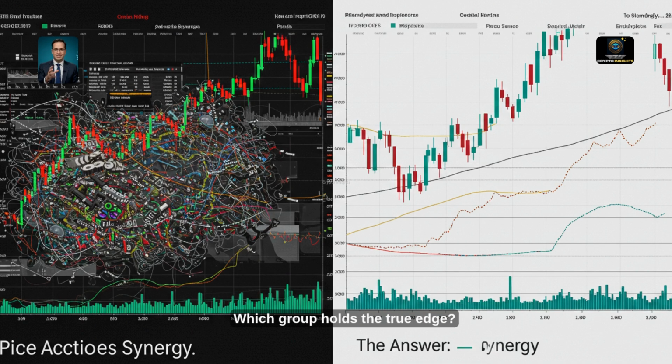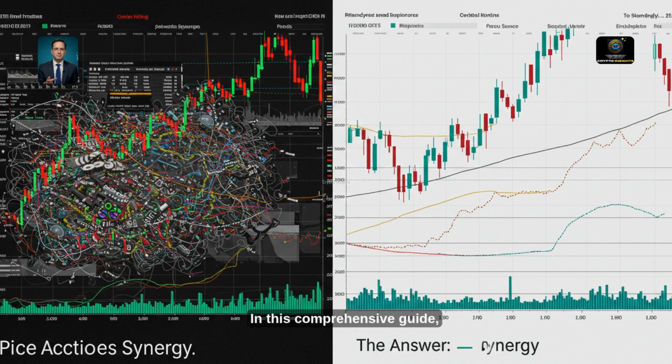Which group holds the true edge? From my experience, this is the wrong question to ask. The real power isn't in choosing a side, but in understanding how they can coexist to create a formidable trading strategy. I remember when I started, watching others execute perfect entries while I was left guessing with just basic support and resistance lines. It was a frustrating journey, but mastering price action was the turning point that finally flipped my P&L from red to green.